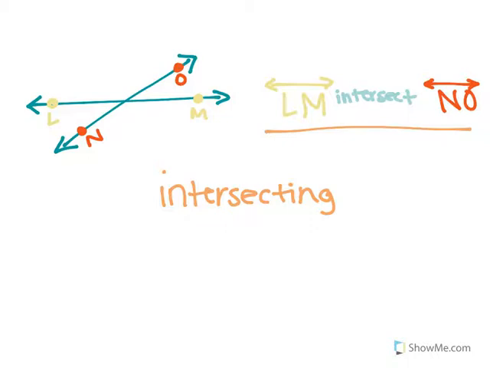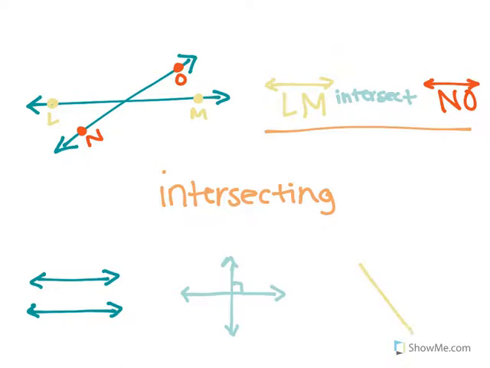So, as a quick review, parallel lines look like this. They're never going to touch. Perpendicular lines look like this, and they form a 90-degree angle. Intersecting lines look like this. They form obtuse and acute angles. It's almost like a circle instead of a square. Okay?